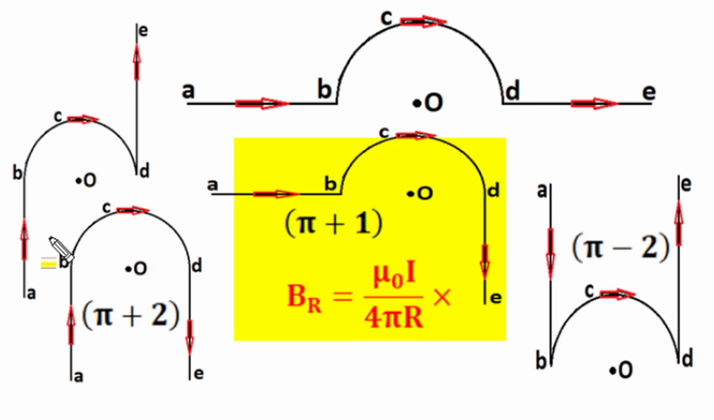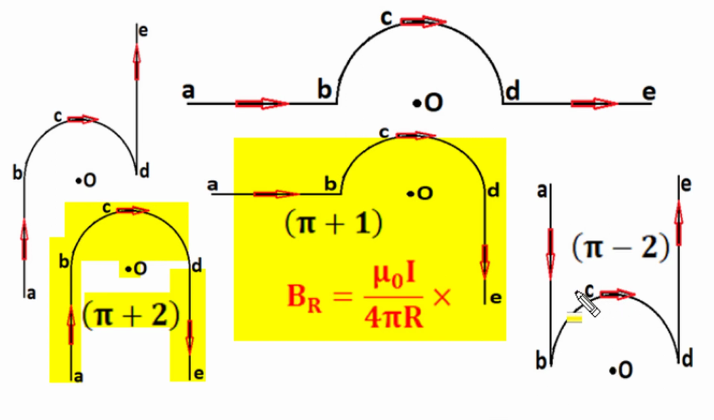In this example, all three contributors, straight AB, circular BCD and straight DE, produce magnetic field in the same direction as they make a single enclosure around observation position, and resultant magnetic field will become pi plus 2 times of mu 0 I upon 4 pi r.